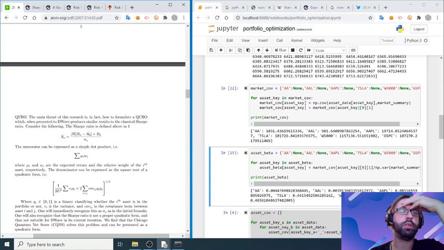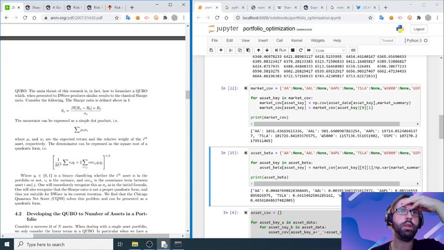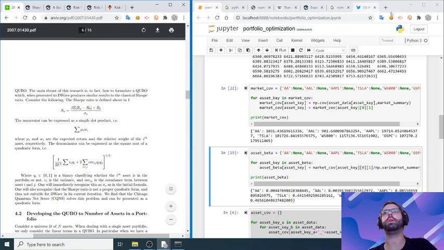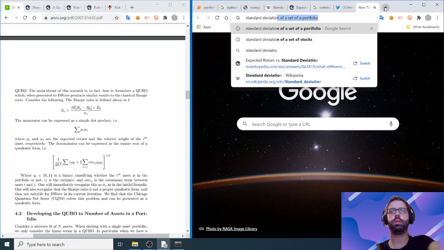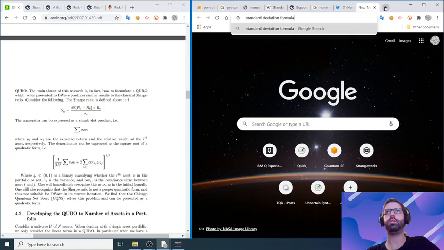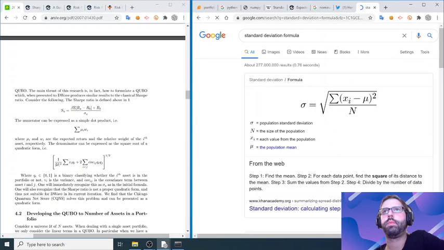So okay, the standard deviation is what they express as the square root of these. So what's the formula of the standard deviation, by the way? Formula. Okay, so it's the square root of the sum of each value of the population minus the mean, squared, divided by the size of the population. Okay.